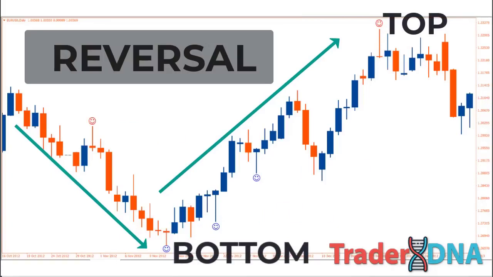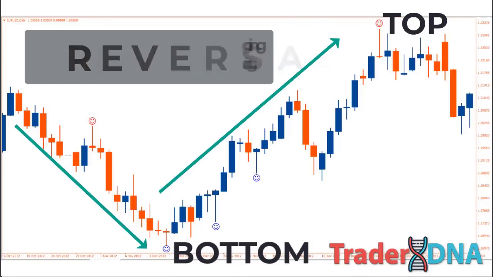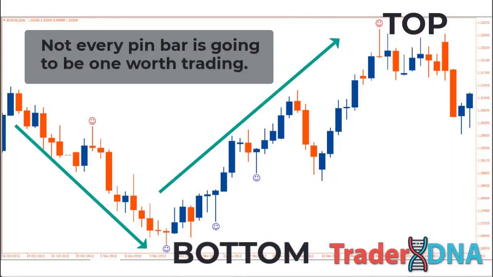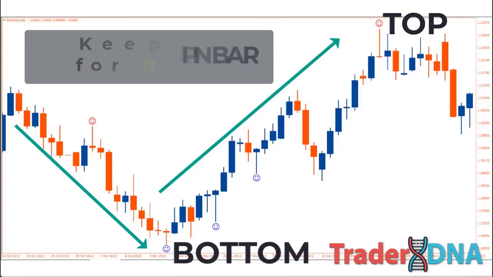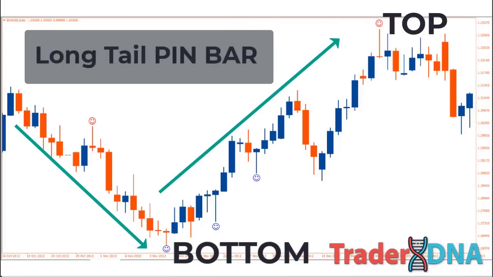Third, not every pin bar is going to be one worth trading. The best ones occur in strong trends after a retrace to support or resistance within the trend, or from a key chart level of support or resistance. Fourth, as a beginner, keep your eyes peeled for daily chart time frame pin bars, as well as 4-hour chart time frame pin bars, as they seem to be the most accurate and profitable. Fifth, longer tails on a pin bar indicate a more significant reversal and rejection of price.